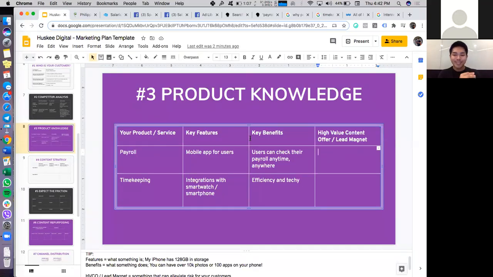Right. Water break. Okay, so for the payroll, let's say this is our biggest lead magnet. It's a 30-day free trial of our app where they get full features. So what I can do with this is, I know that with this lead magnet, I can demonstrate the features and the benefits very clearly, and people get to experience the payroll product that I have. Okay, so I have a 30-day free trial.